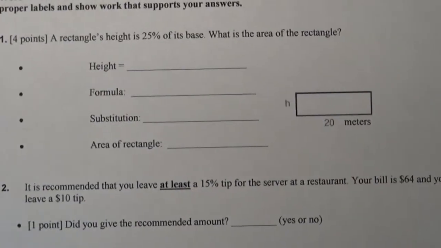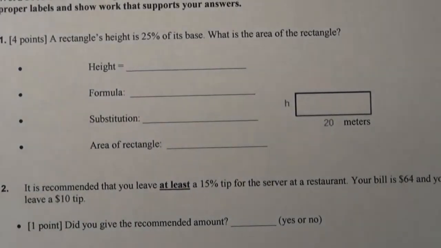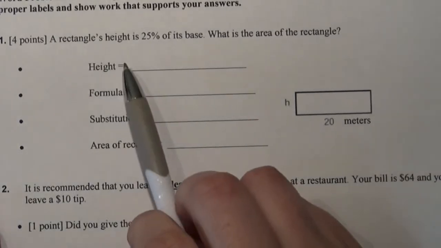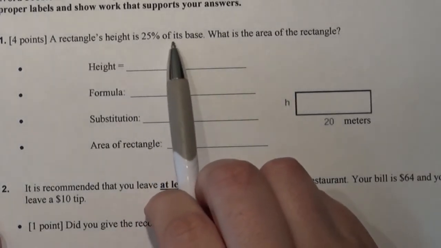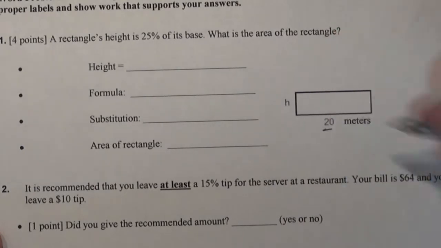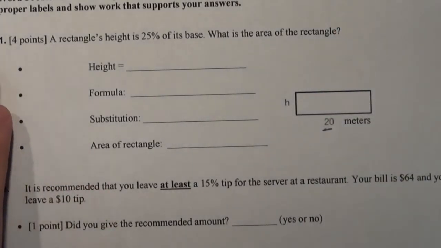Here we go. Our study guide on Part 2 begins with question number 1, which is hopefully a very easy question as long as we remember some key details. So first, in the question, it tells us a rectangle's height is 25% of its base. Now the base is 20 meters. So I'm basically figuring out here what is 25% of 20.